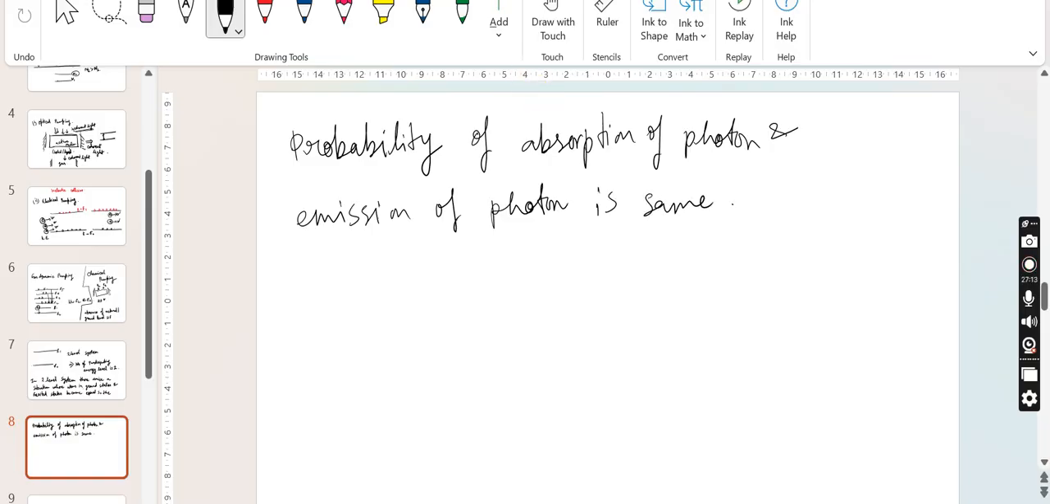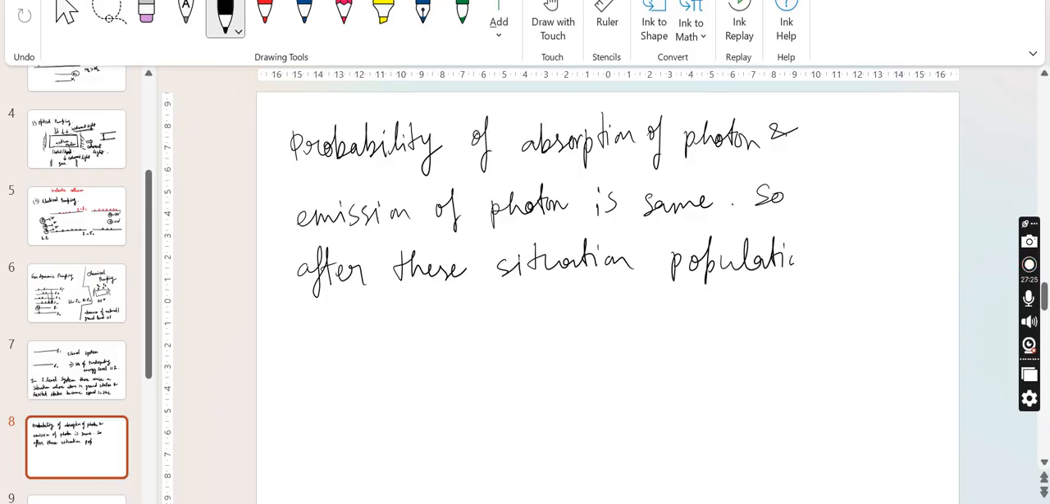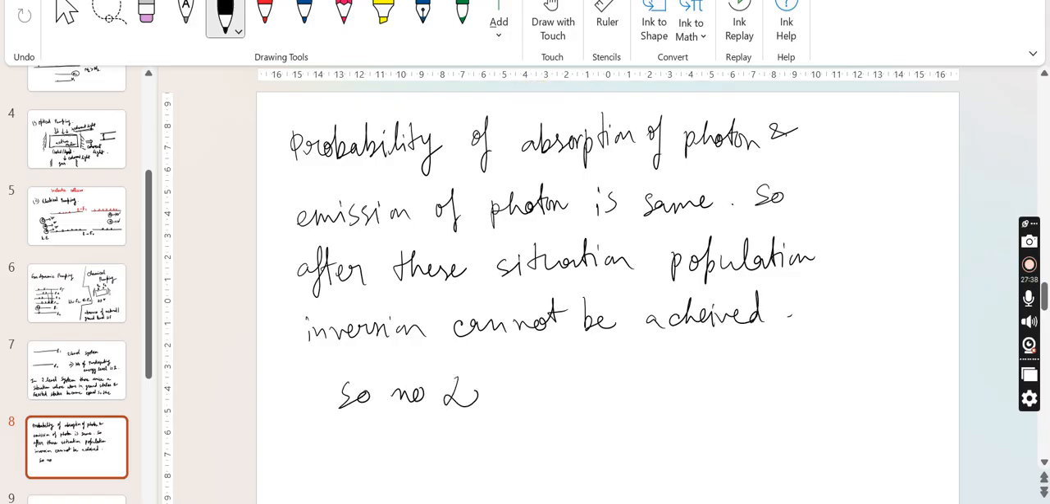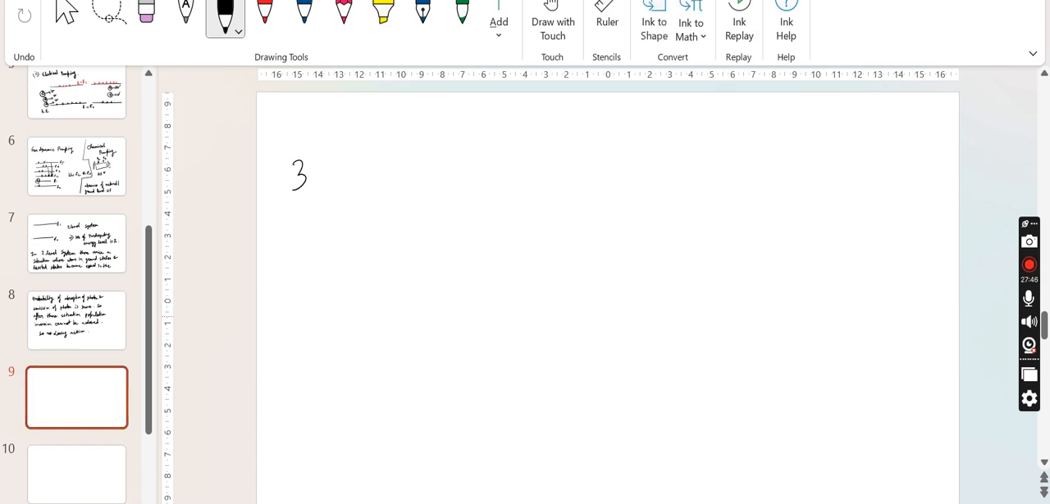After this situation, population inversion cannot be achieved. So no lasing action. So for that, we go to the three-level laser system.